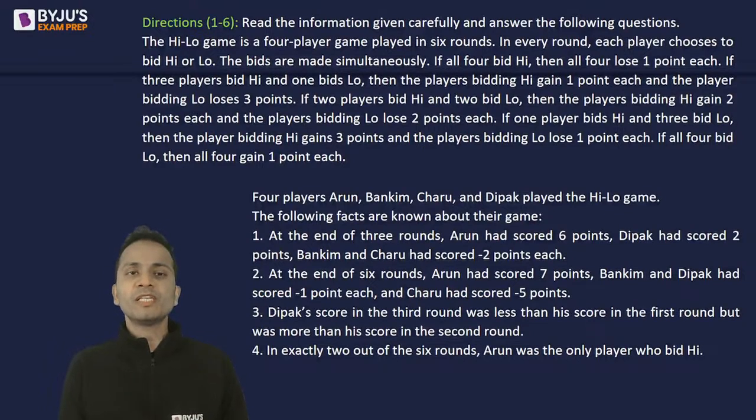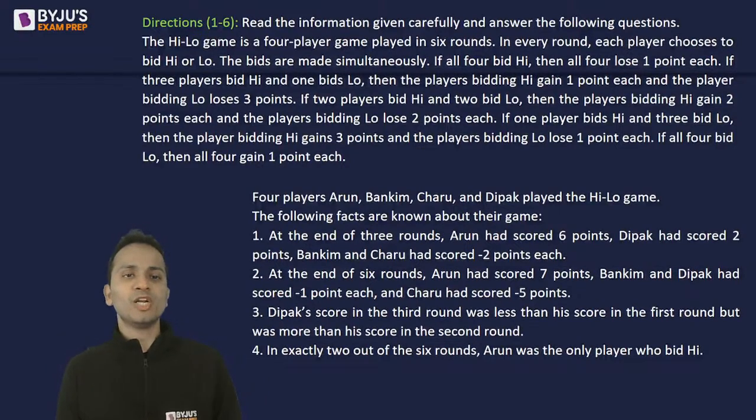If 3 players bid high and 1 bids low, then the players bidding high gain 1 point each and the player bidding low loses 3 points. If 2 players bid high and 2 low, then the players bidding high gain 2 points each and the players bidding low lose 2 points each. If one player bids high and three low, then the player bidding high gains 3 points and the players bidding low lose 1 point each.